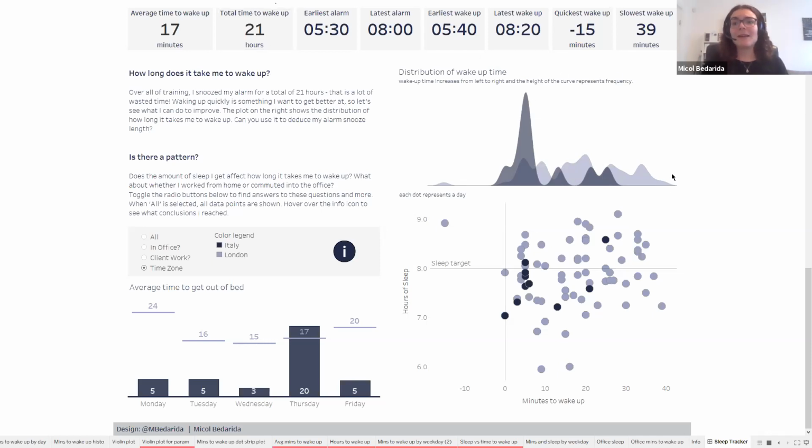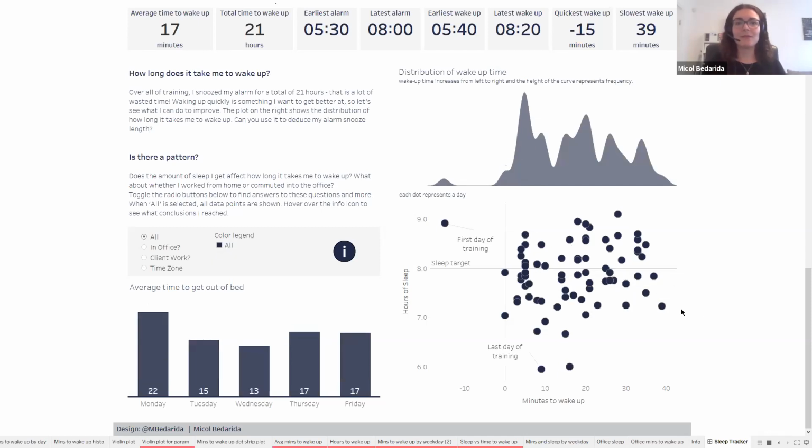And then finally, on the right-hand side, I wanted to find out whether there was a correlation between how much sleep I got and how long it took me to wake up in the morning. And you can see there doesn't seem to be any obvious correlation, at least if I flick back to seeing all. But you can see that on the first day of training, I was obviously very excited to start my job, and I woke up before my alarm. And on the last day of training, I got the least amount of sleep. We had an important presentation that day, so again, I'm not surprised that that was the case.